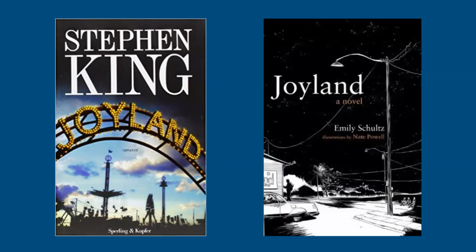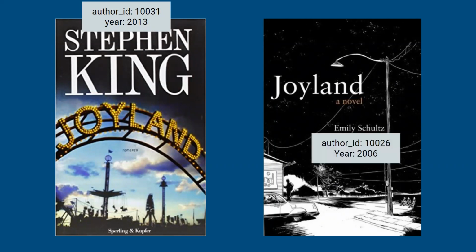Let's take a look at this book. One of the books in our table is called Joyland, written by Stephen King. I don't know if you're a horror fan. I am not. I prefer to sleep at night. And so I've never read anything by Stephen King, although I get the sense this is more of a crime thing than a horror. But it turns out we have another book called Joyland, written by Emily Schultz. So the author ID here is 1031, and the year this was written is 2013. Different author ID, 1026. Year is 2006.